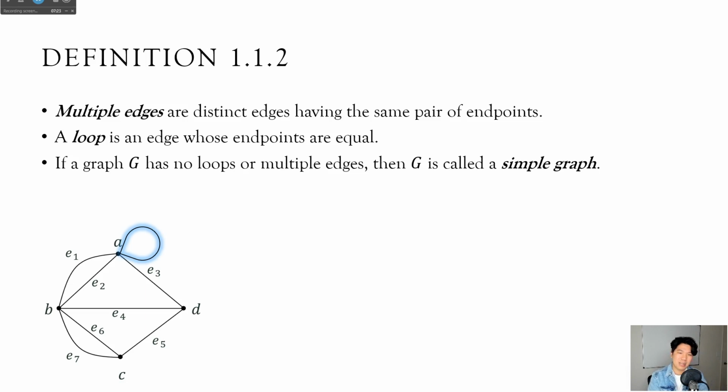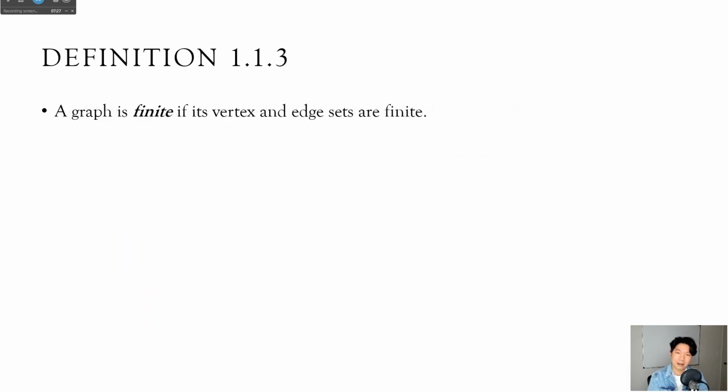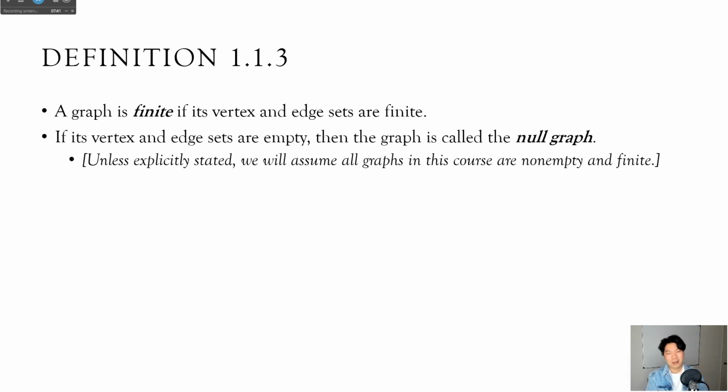So we've defined multiple edges and loops. Let's also define finite. A graph is finite if I have a finite list of vertices and edges. And if I have a graph that has no vertices and no edges, I call that the null graph. In other words, I have a graph where there's absolutely nothing. Unless I explicitly state it, we're going to assume that everything we're working with for this term are non-empty and finite graphs.